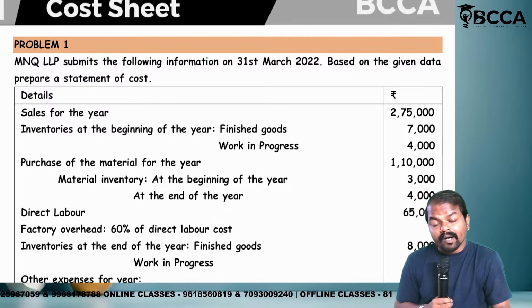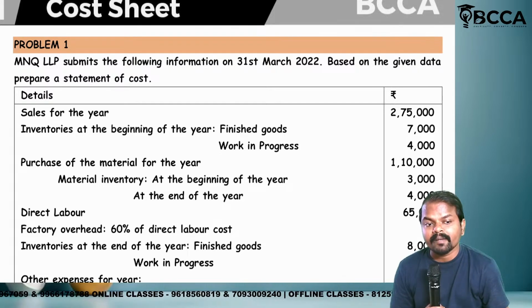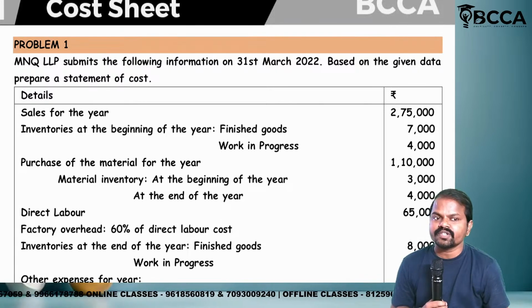Afternoon exam, what time? 2. What is the entry time? 1:30. At 1:45 the question paper will be given. From 1:45 to 2, without an answer sheet, you have only the question paper.